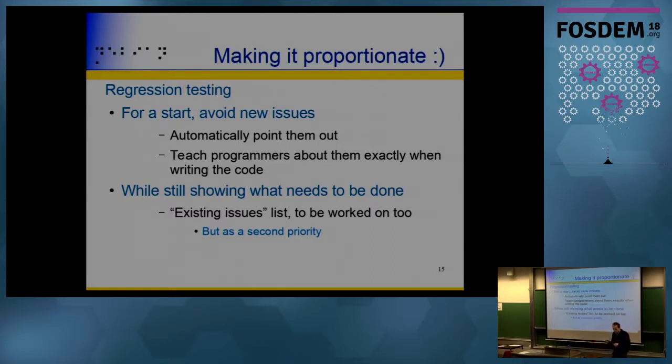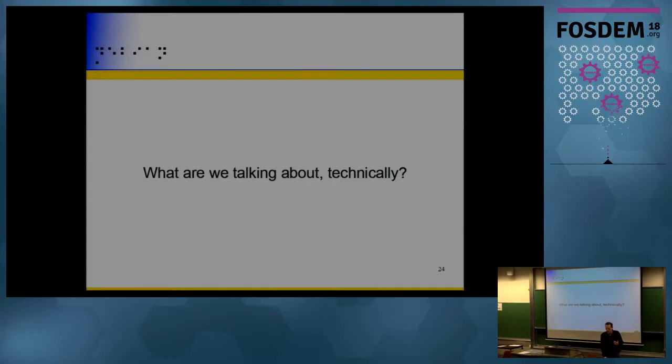So that's an extremely important thing, to not go back. Make sure that we don't have new issues, while we still have the old issues that we have to work on. So we have a list, and okay, we have to work on it, but it's a second priority after making sure new things don't get regressions. So what are we talking about technically?